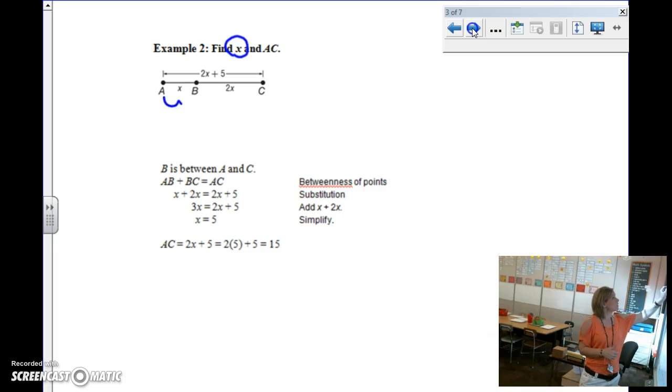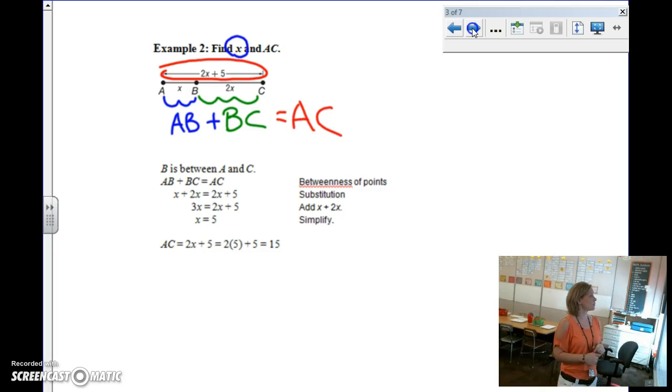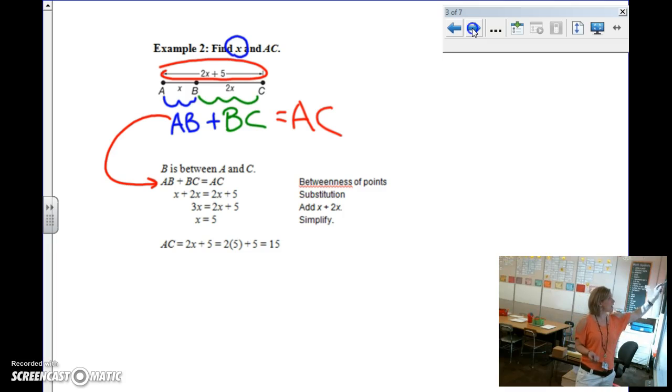We want to know what x value makes that whole statement true. Well, we do know that if we take AB and we add that to the other segment, BC, we're going to get the overall, which equals AC, the whole entire thing. All right, so that's our first step, making sure we understand our formula, what we need to do. Next thing is to replace it. Our AB is going to be replaced with x. Our BC is going to be replaced with 2x. And our AC is going to be replaced with 2x plus 5. So that's how we get our equation.